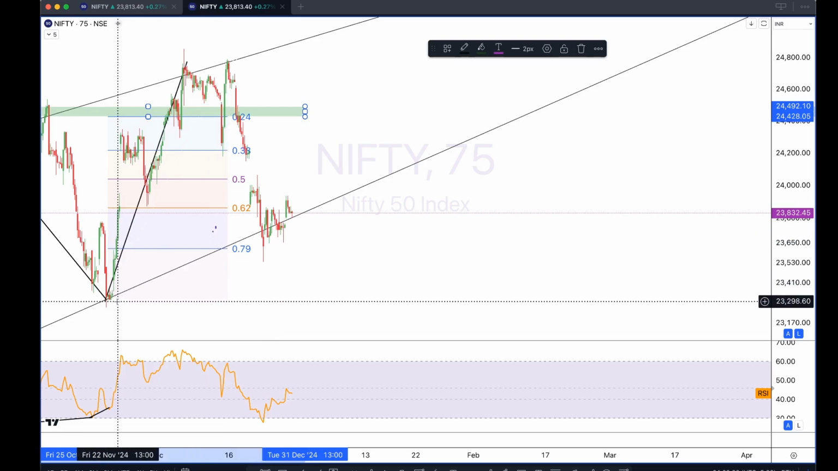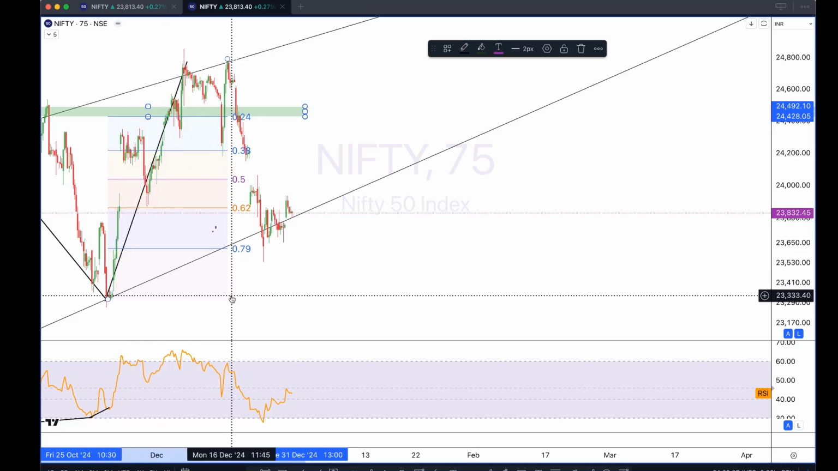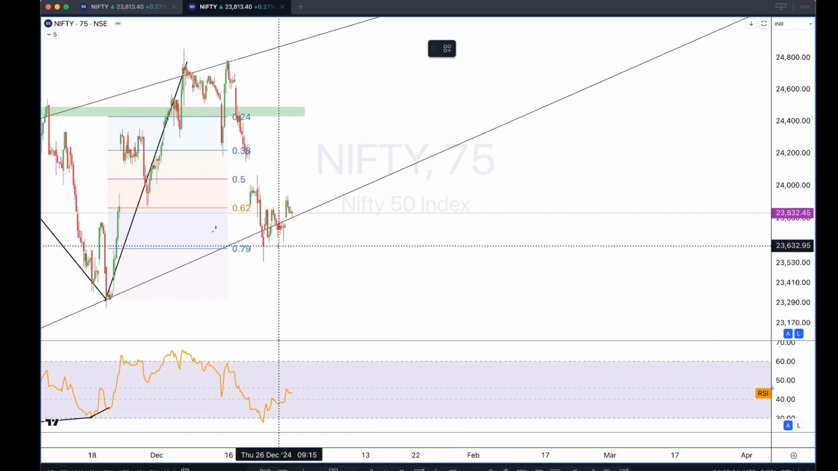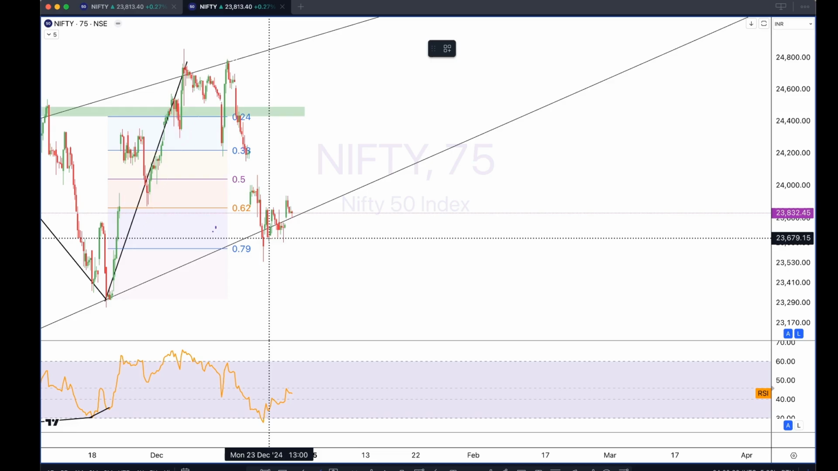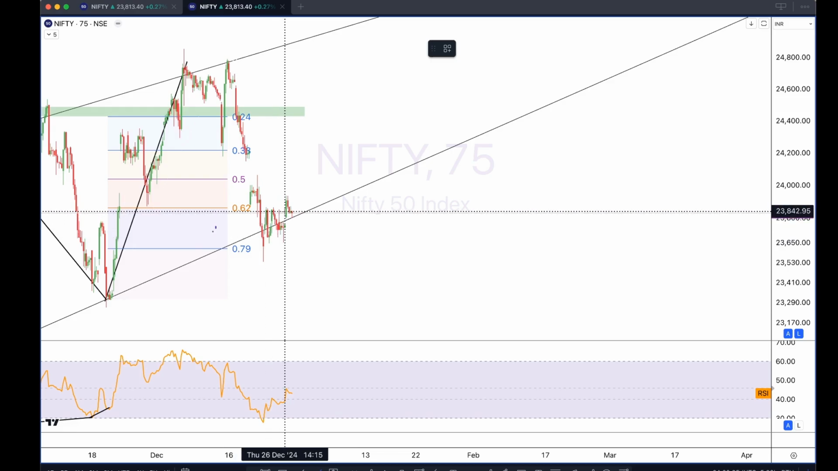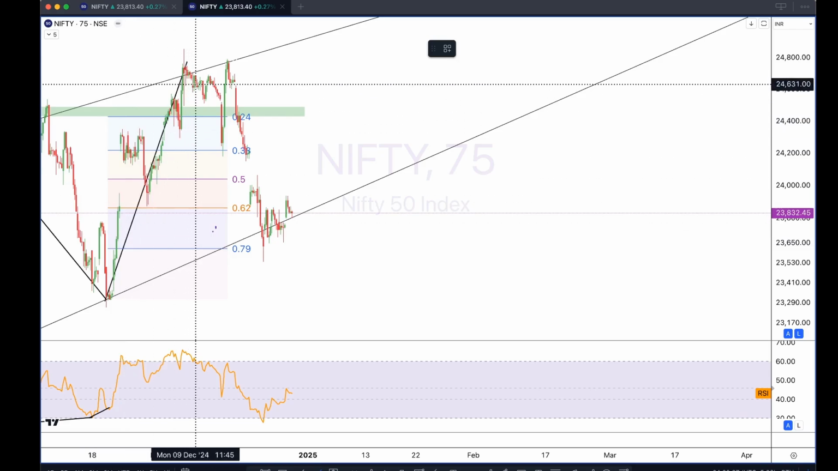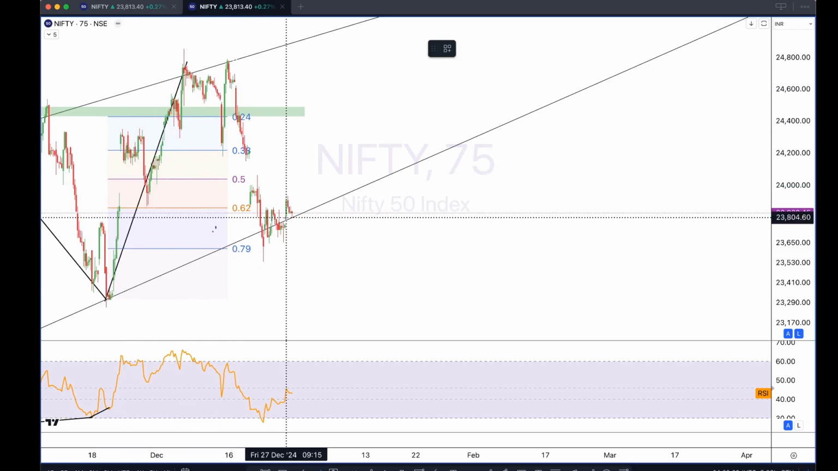I think as long as, again, the low of 23,300 is not breached, we are in good hands. I mean that the upside is expected to continue further. However, it may not be a very sharp V-shaped recovery. It might play out with some more consolidation given that the holiday season is currently going on.